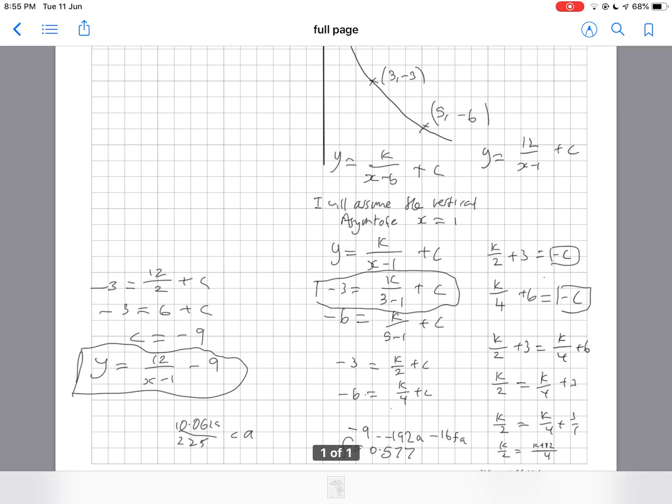So basically, for the hyperbola, how to find the equation? You estimate one asymptote, and then you solve using simultaneous equations. So that's basically the safest way to do the hyperbola.